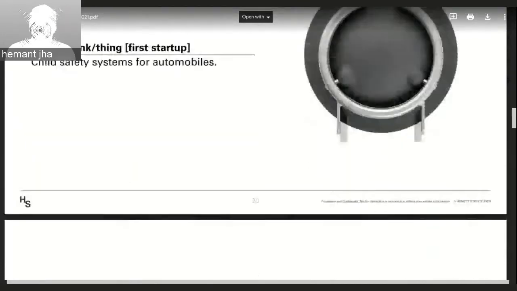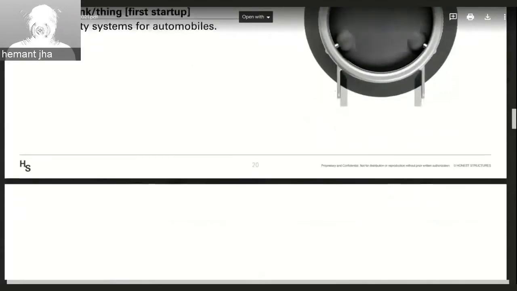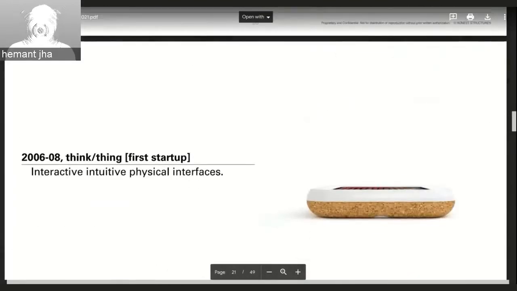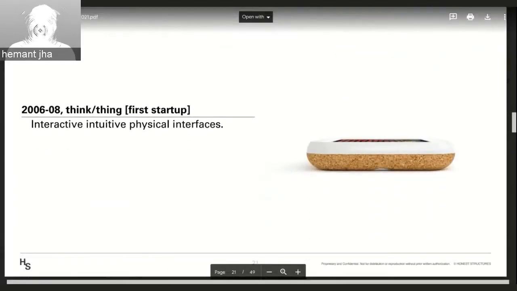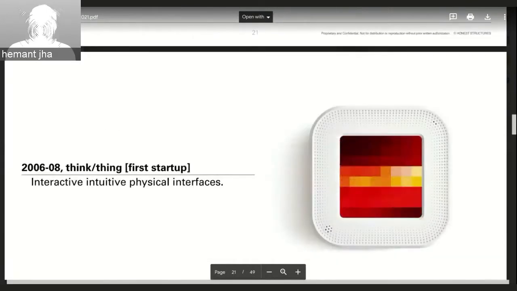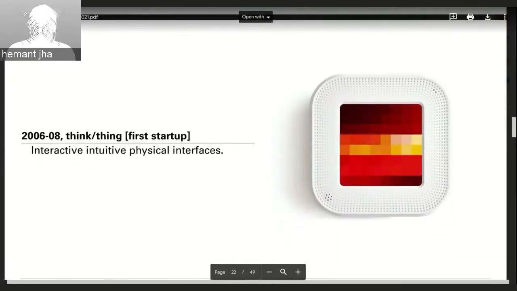I had multiple teams working at the startup at that time. So another thing we were working on in parallel was this, and it was an interactive, intuitive physical interface. And the first application for this was what you see here on screen and the next screen as well. It was an electronic toy for kids, and the year was 2007.